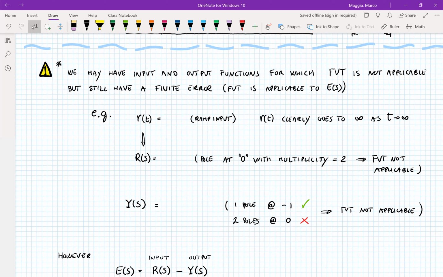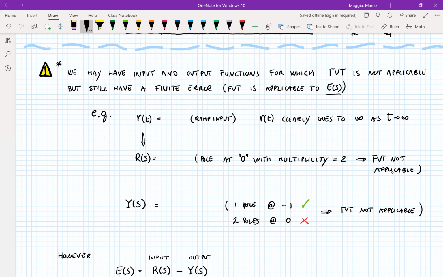Finally, I just want to point out one thing. As I said earlier, we might have inputs and outputs for which the final value theorem is not applicable. For instance, in the case of the car, the position might go to infinity. So technically, the final value theorem for the functions that represent the input and the output cannot be applied. However, we can still have a finite error. Therefore, the final value theorem is applicable to E(s), the function of the error.